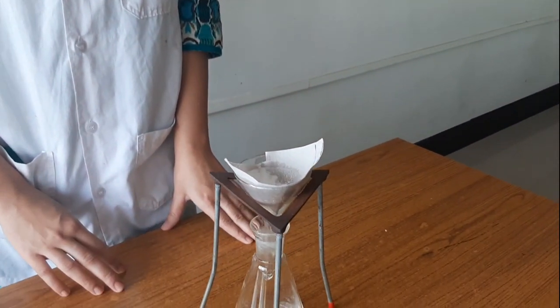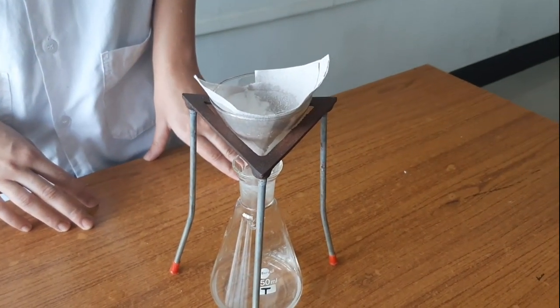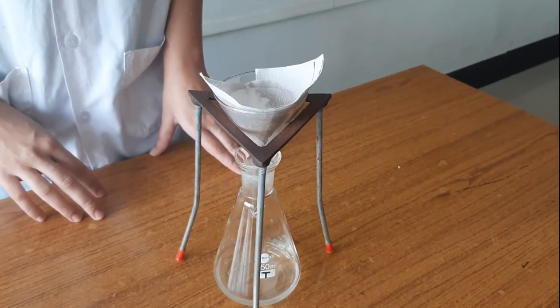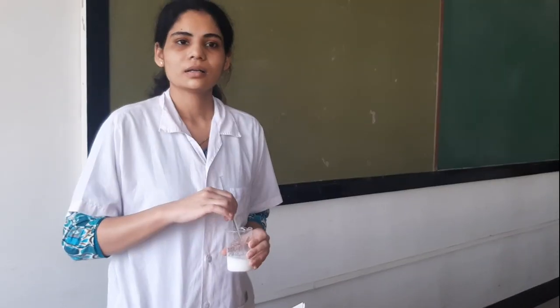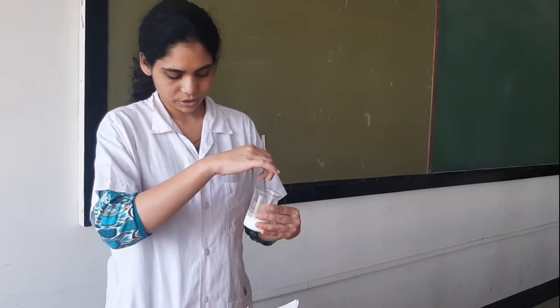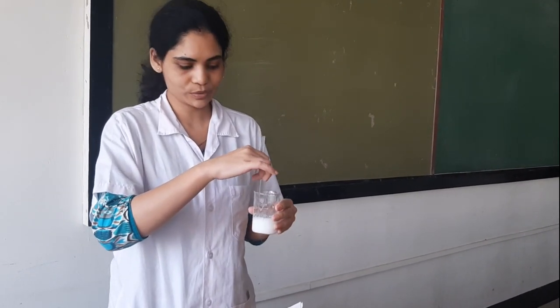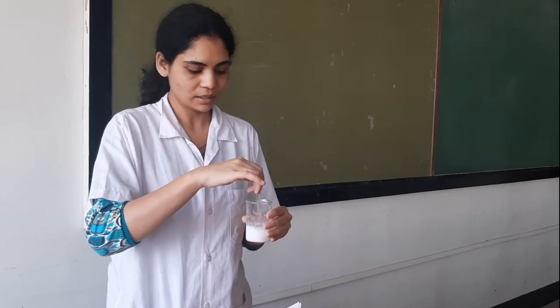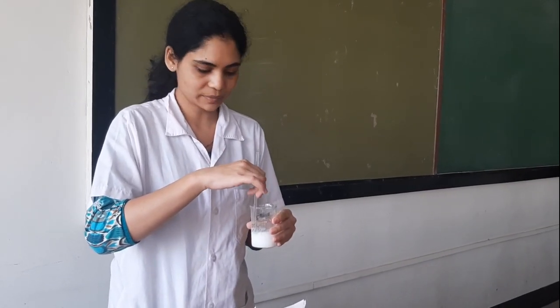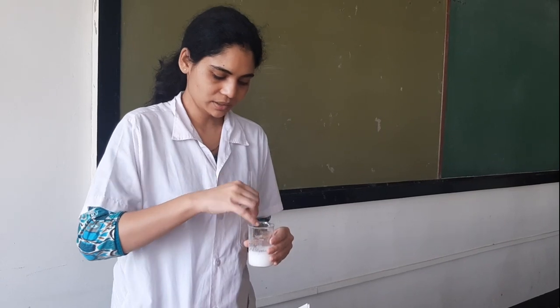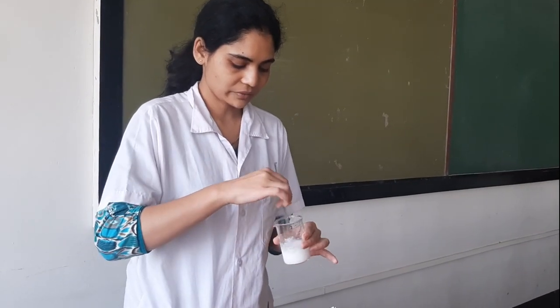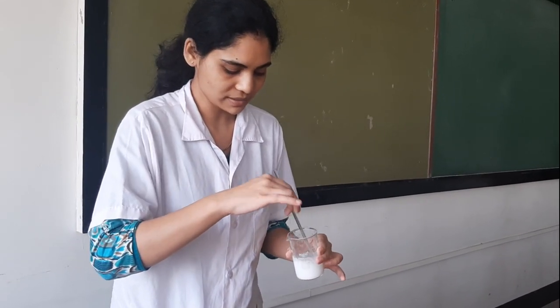Now we have completed our first filtration, and the time required for it was 5 minutes and 22 seconds. Now we will proceed with the second part. Now we have taken the 20% volume by volume solution of glycerine and slurry of calcium carbonate. Now we will pour it, we will filter it, and we will record the time required for the same.